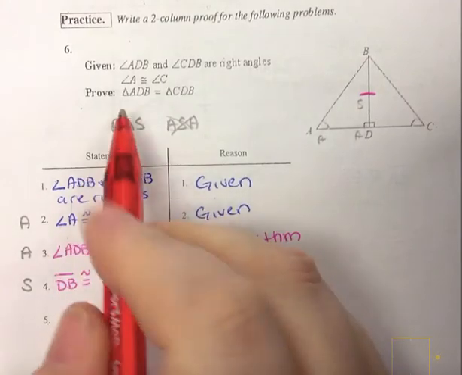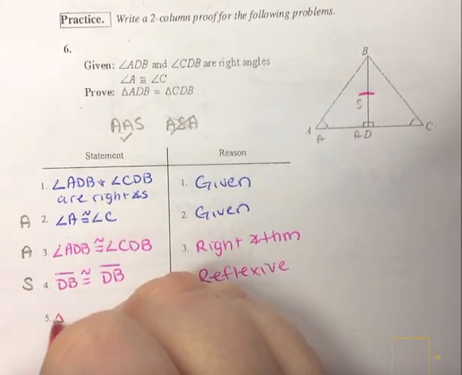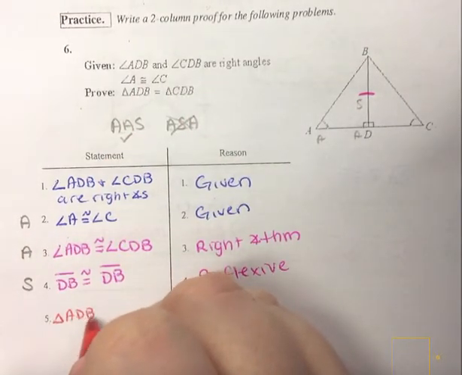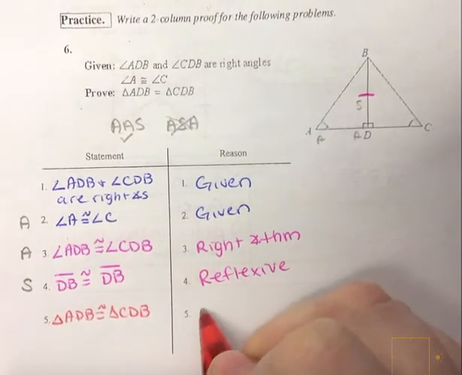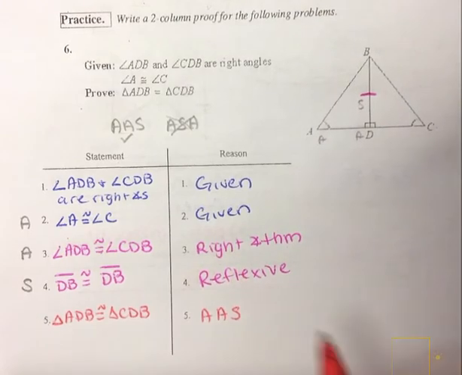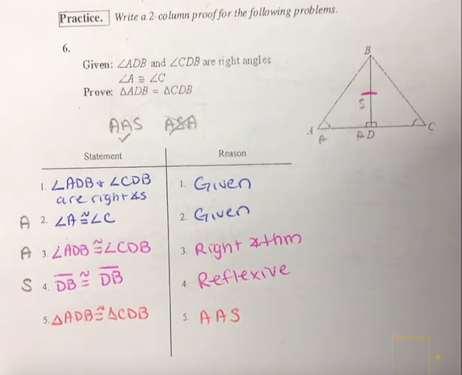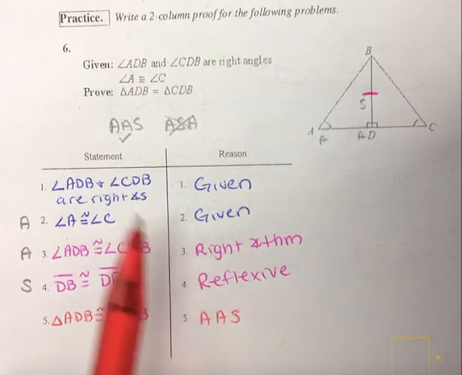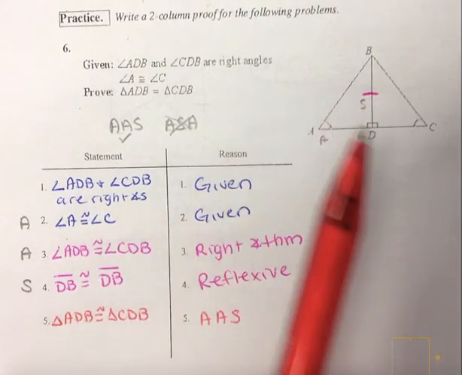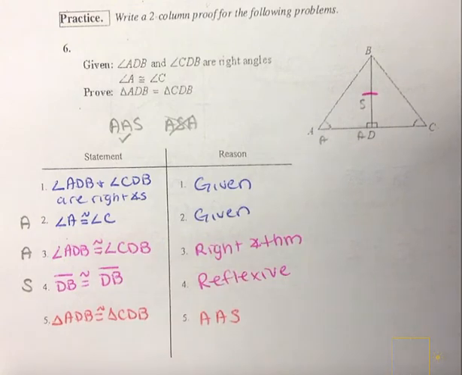So statement 5 will be whatever our proof says. Triangle ADB is congruent to triangle CDB by angle, angle, side. When you don't have step proofs, it's a little bit easier because you can think of different ways to prove it instead of following along with what the paper tells you to do. So we've just proven these two triangles congruent.